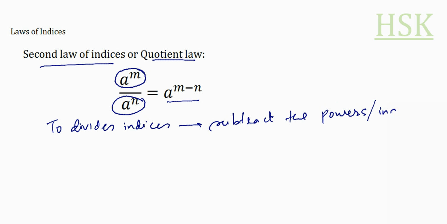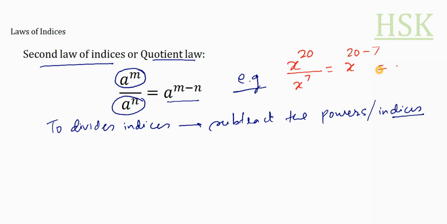Now for example, if we have to divide x to the power of 20 by x to the power of 7, this will be equal to x to the power of 20 minus 7, that will be equal to x to the power of 13. So to divide the indices, you just have to subtract the powers. And you know which power you have to subtract? The power in the denominator is subtracted from the power in the numerator. Fine. Now we are going to consider the verification.